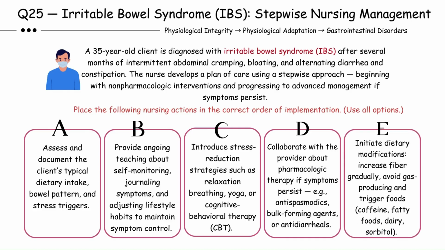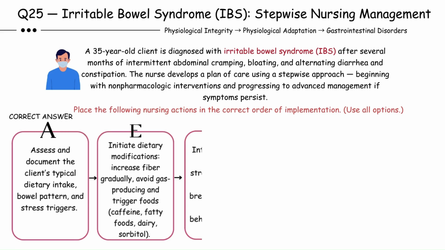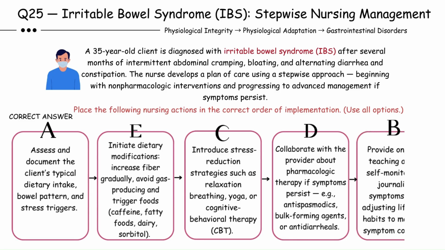Option E. Initiate dietary modifications. Increase fiber gradually and avoid gas-producing or trigger foods such as caffeine, fatty foods, dairy, and sorbitol. Take a few seconds and think. If you were following the nursing process and a stepwise approach, what would you do first, and what would come next? The correct order is A, E, C, D, B. Let's walk through why this sequence makes sense.